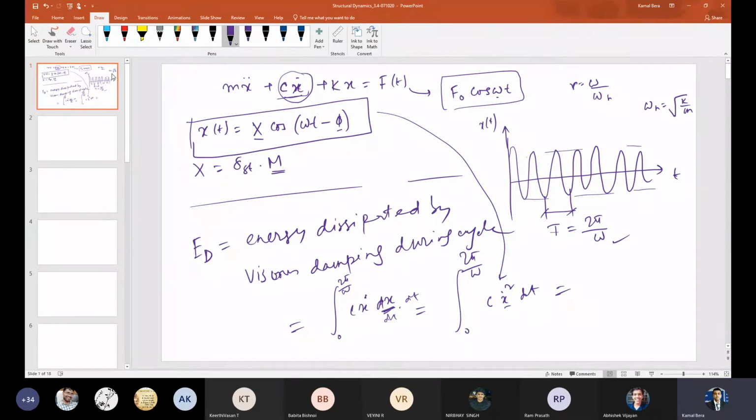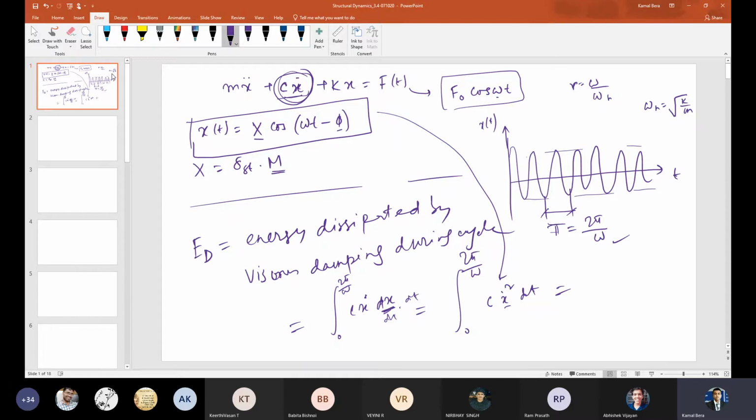Substitute here, perform the integration. Limit is 0 to 2 pi by omega. Okay, one cycle. We are considering how much energy the damping force dissipates during one cycle of oscillation, because it is repeating with the same time period. So you want to find out in one cycle of oscillation how much energy it is dissipating.